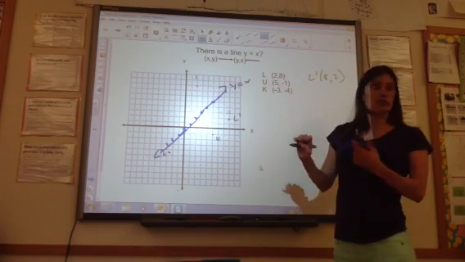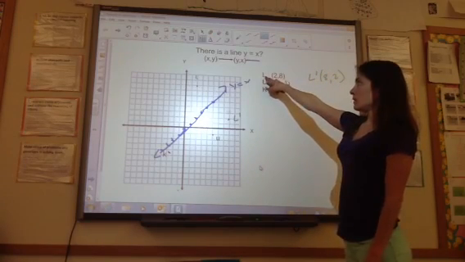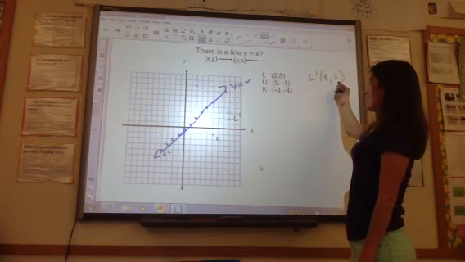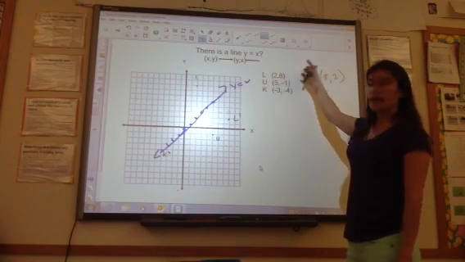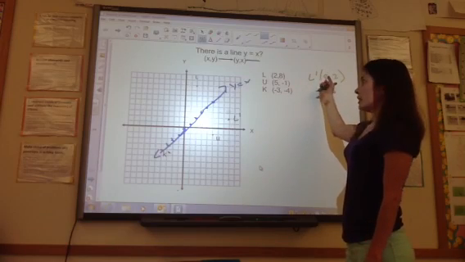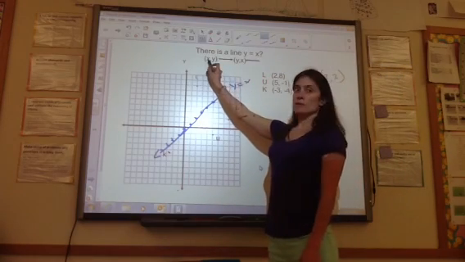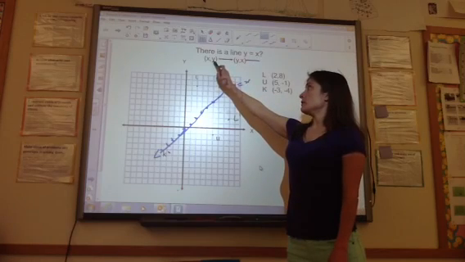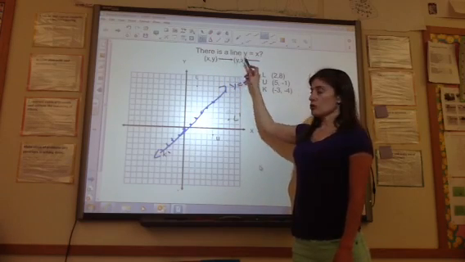If we look at the relationship between our L and our L prime, the x of our L is the y of our L prime. The y of our L is the x of our L prime. So the x value of the original becomes the y of the image, and the y value of the original becomes the x of the image.